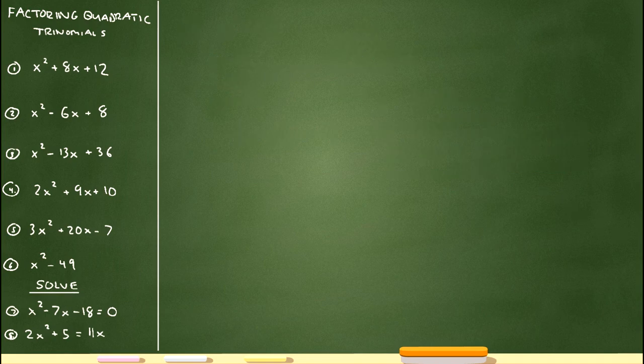So let's go ahead and take a look at the last two examples here. With number 7, we have x squared minus 7x minus 18 is equal to 0. And the directions here are to solve.